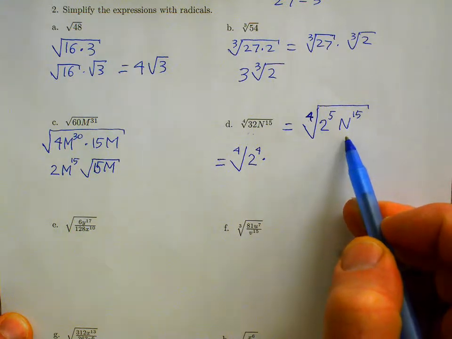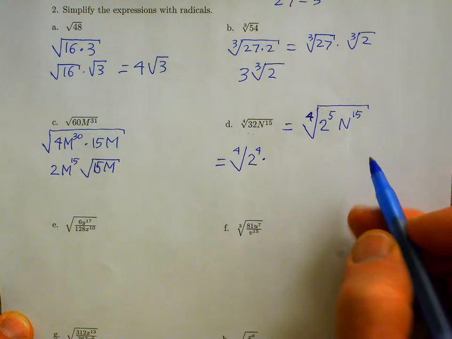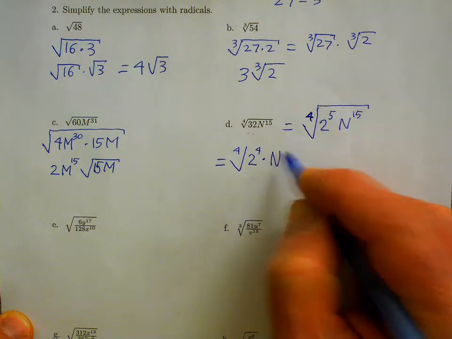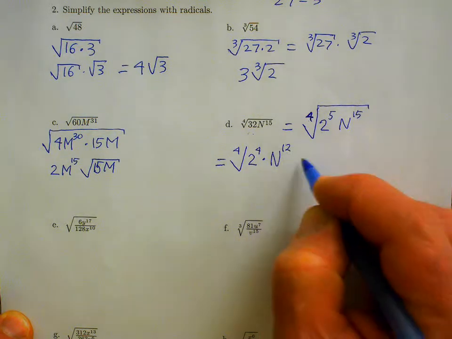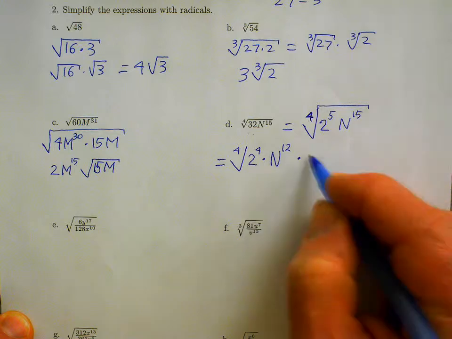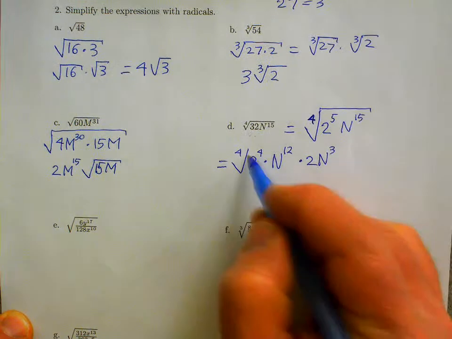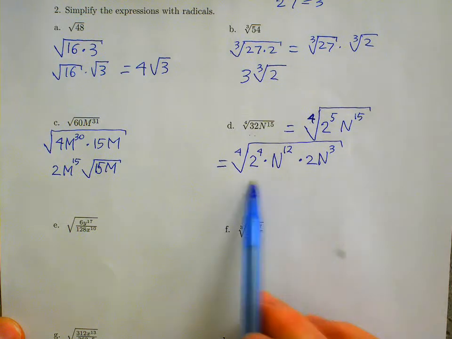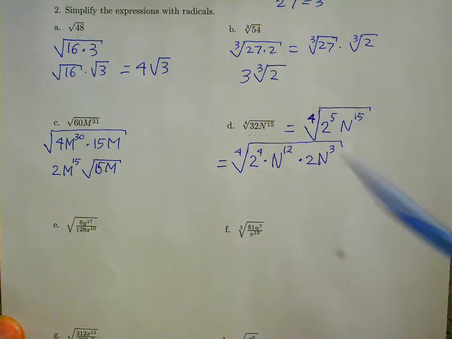Okay, so the largest factor of n to the 15th that is a perfect fourth power is n to the 12th, because 12 is a multiple of 4. Okay, so this is another way to write what the fourth root of 32 n to the 15th is.